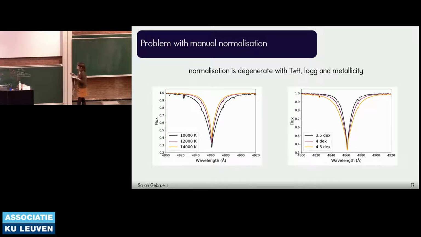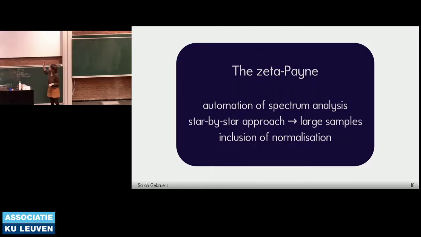And so Ilya and I, Ilya who was also a PhD student here, have been working on automating this and making it more robust, so that if we analyze many, many different stars, we normalize them the same way, so that we have the same analysis for all of them, and there is no subjective manual interaction anymore. And for that, we created something that we call the Zeta Pane. It's an automation of spectrum analysis, and one of the benefits is also that it's not a star-by-star approach, but you can use it for very large samples of stars at the same time, and as I said, it includes normalization of the spectrum.